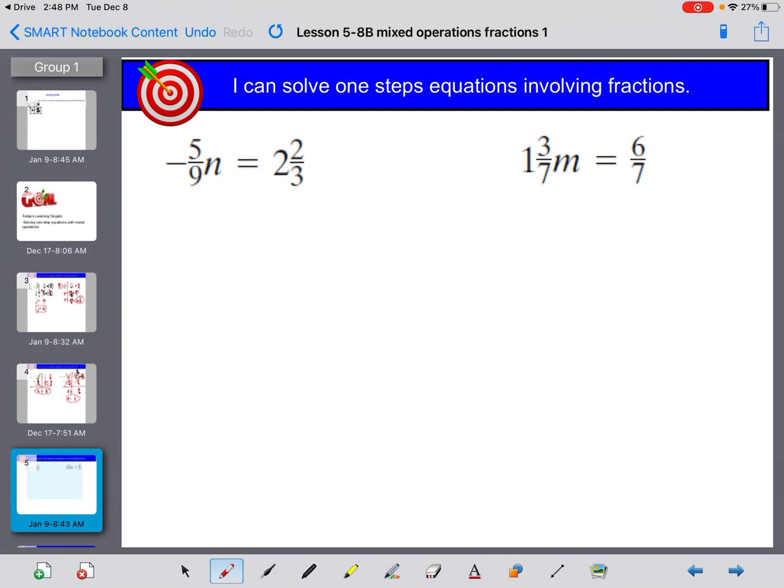All right, here are some more problems, similar to what we did in our previous lesson. Why don't you pause the video and try these two, then compare your answers to mine.